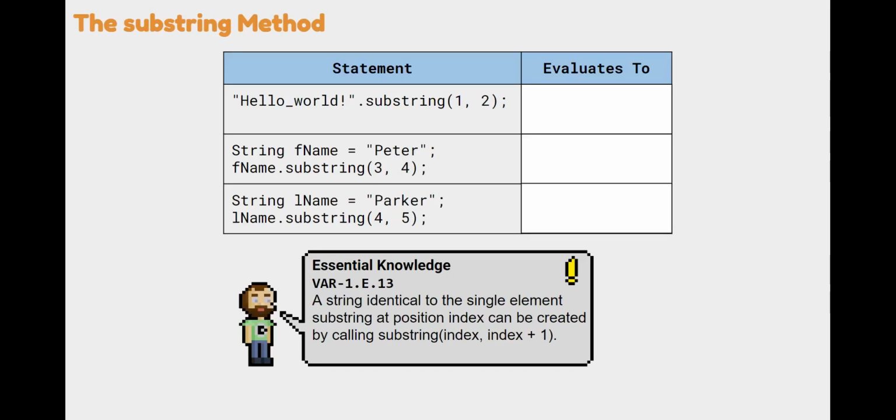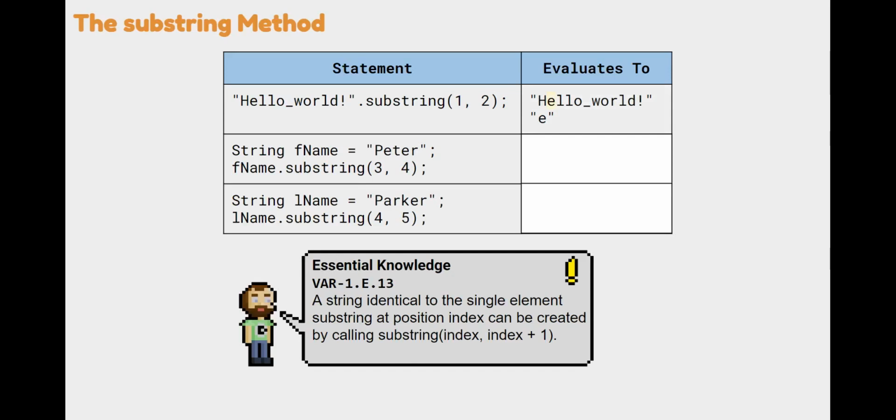Here are some additional substring method calls. On our first example, we are calling it on the string literal hello world. We are calling the substring from 1 to 2. With our indices, h is at 0, e is at 1. That means this will evaluate to just that e. We will start at 1, and then we will go to but not include 2.